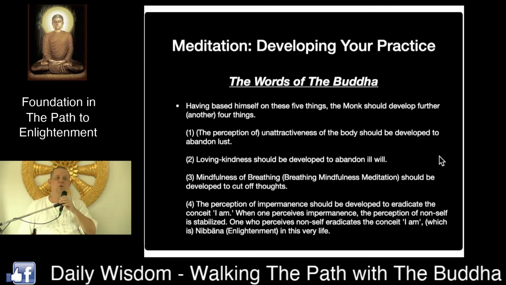These are the only 4 that the Buddha ever taught. You're going to see a whole litany of meditations out there in the world, but there's only 4 that he ever taught. This first one, he says, the perception of unattractiveness of the body should be developed to abandon lust. This is like if you have high sexual cravings or you have sensual desire where you're constantly longing, yearning for sex, there's a meditation to help you work to eliminate that. And I teach that in Volume 1, Chapter 11. You can see how to do that.